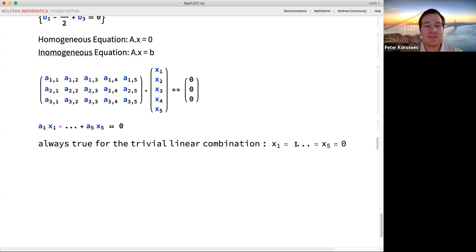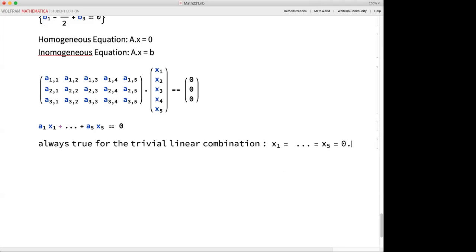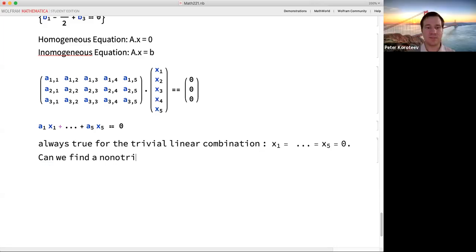What is less trivial is whether there is a non-trivial linear combination. So the question is, can we find a non-trivial one, where at least one of those x's is non-zero? Will that be possible? Okay, and it turns out that it is possible if the system has at least one free variable.